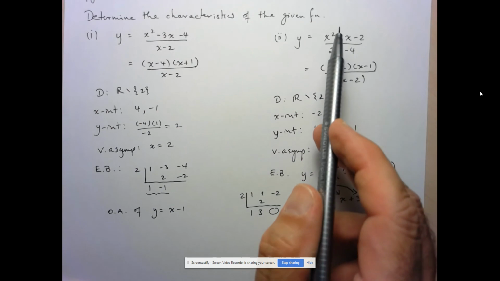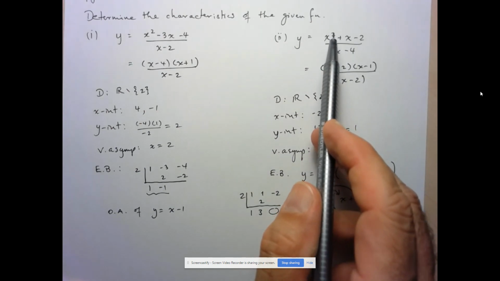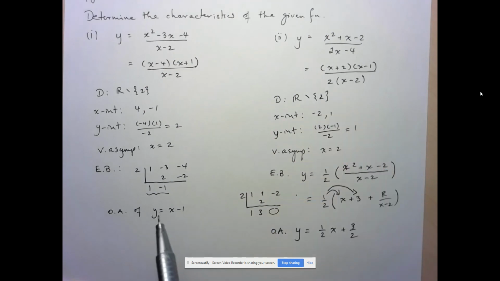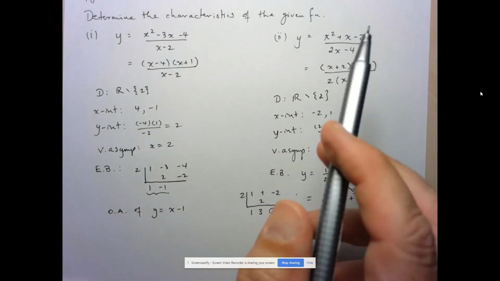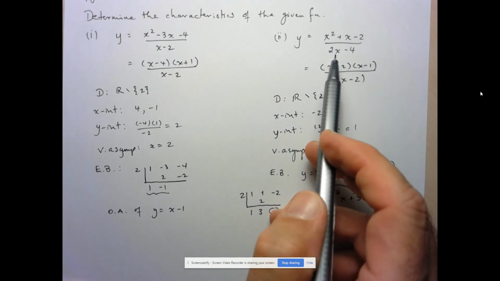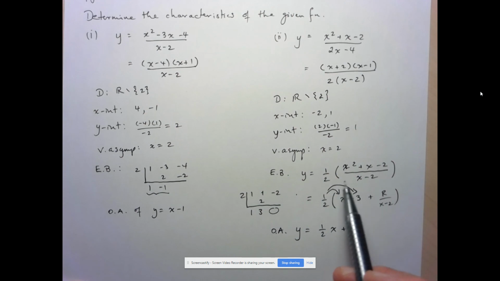When you have a rational function where the numerator is 1 degree higher than the denominator, you are going to have an oblique asymptote, and the way you find that oblique asymptote is by finding the quotient of this division. And again, remember that when you're dividing by a linear that does not have a coefficient of 1, you need to factor that coefficient out first. Okay, that's it for this one.